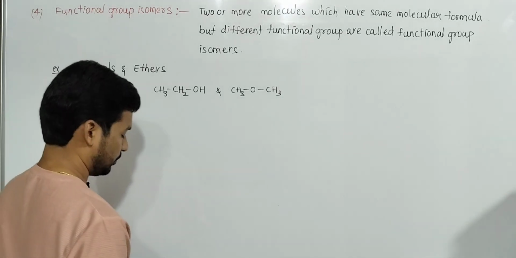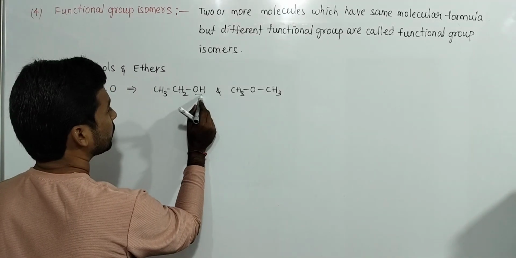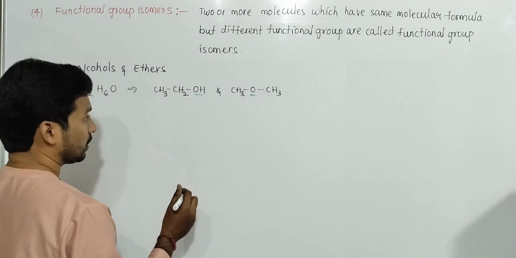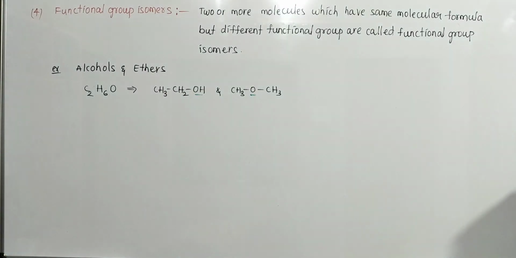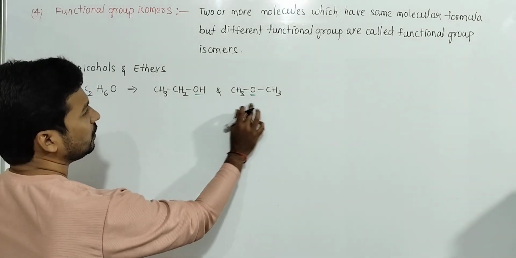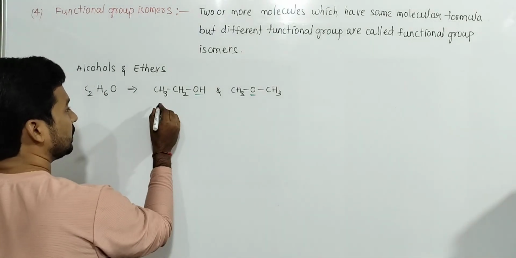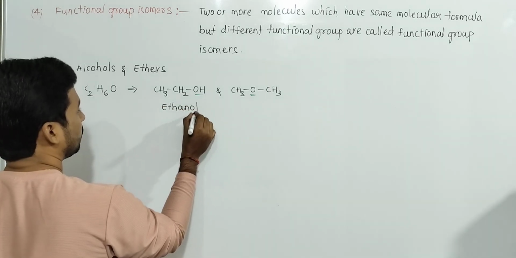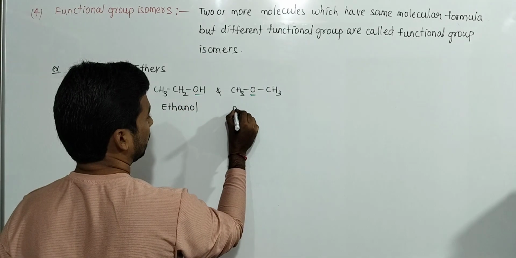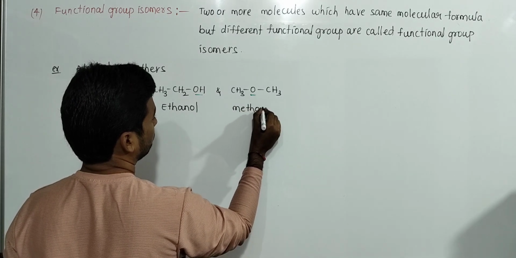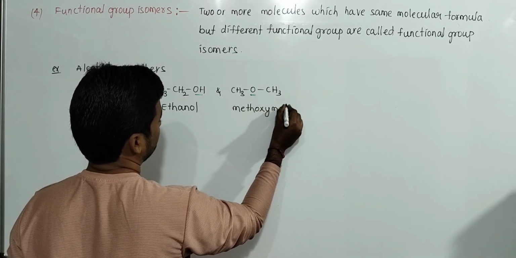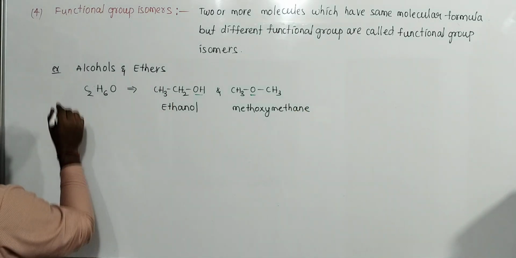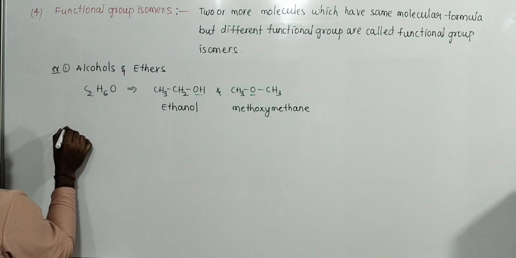Here, what is the functional group? The functional group is alcohol here. Here the functional group is ether. So one is alcohol, the other is ether. The IUPAC names are ethanol and methoxymethane. Its IUPAC name is ethanol: eth plus an plus ol, and methoxymethane. Both are functional group isomers. Okay, alcohols and ethers.